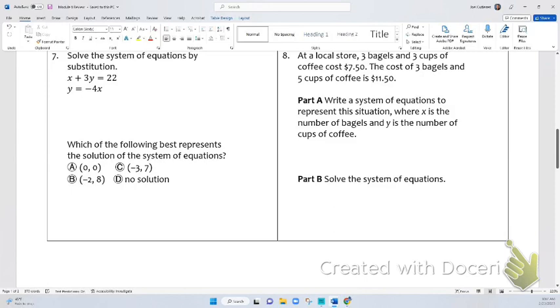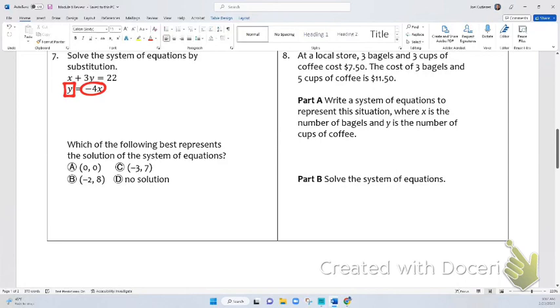For number 7, it says solve the system of equations using substitution. And then it gives us possible answers down there. So for these, very simple. Whichever one says y equals or x equals, you're simply going to box and then circle. Box and then circle.